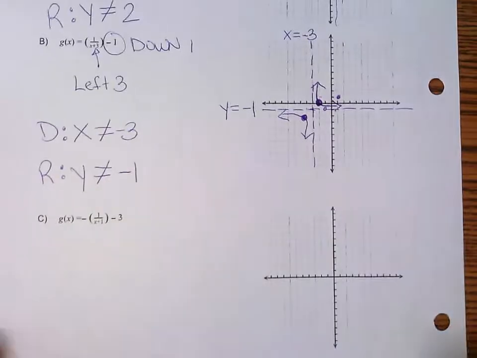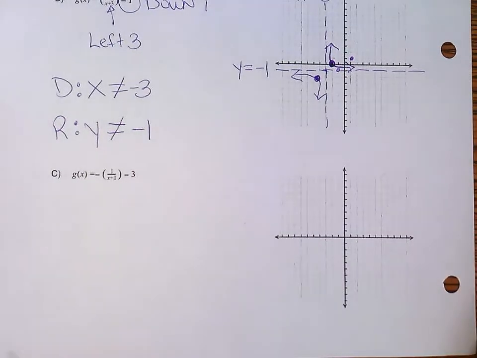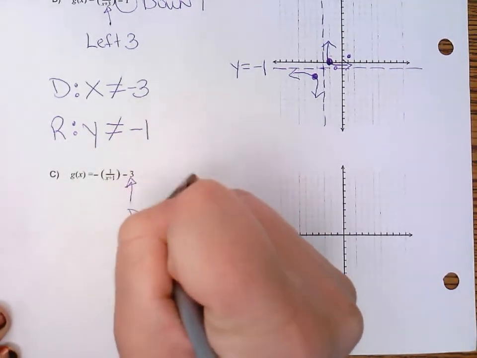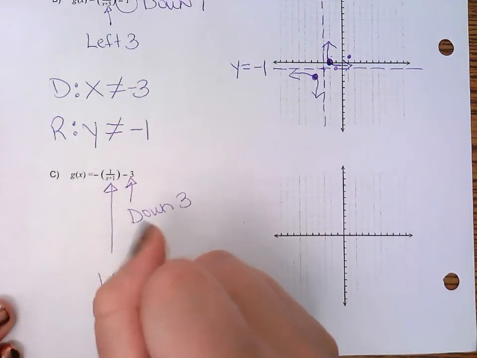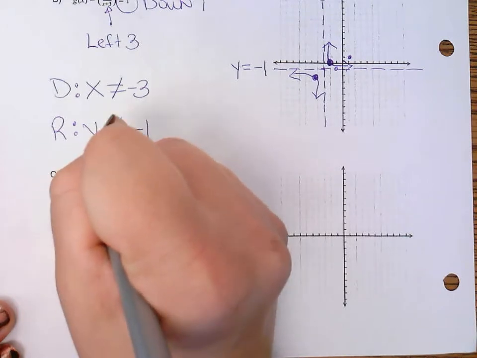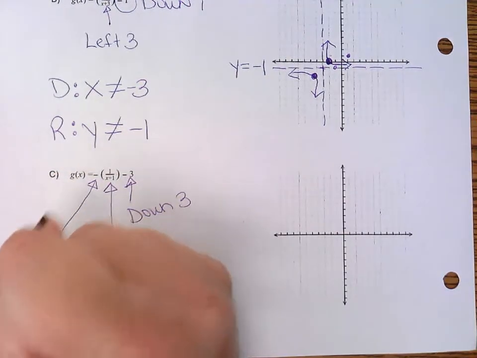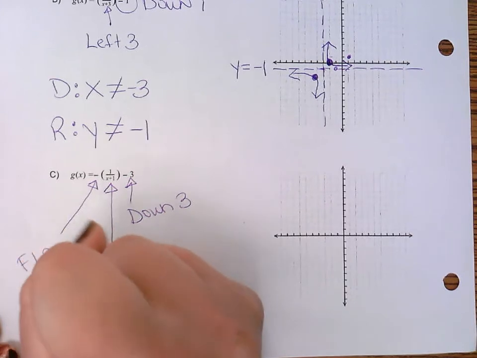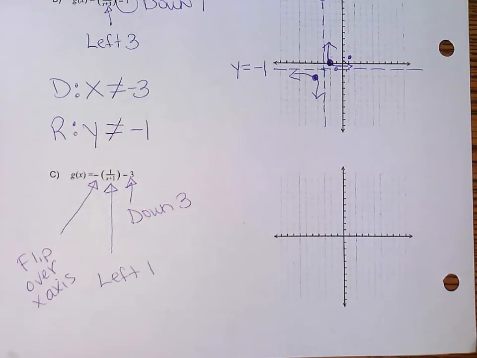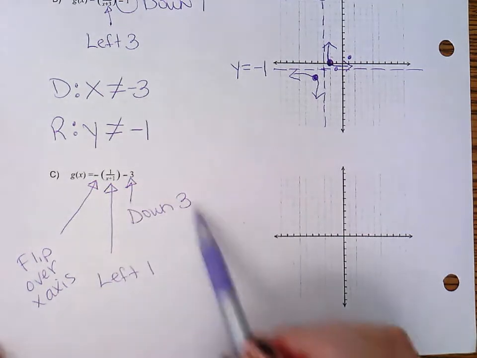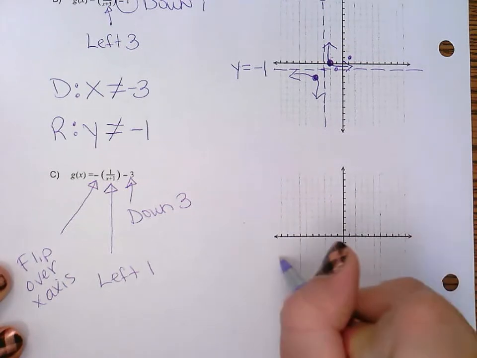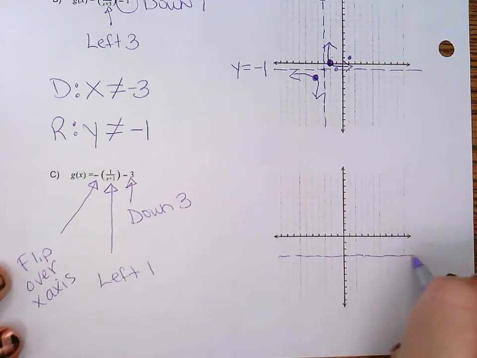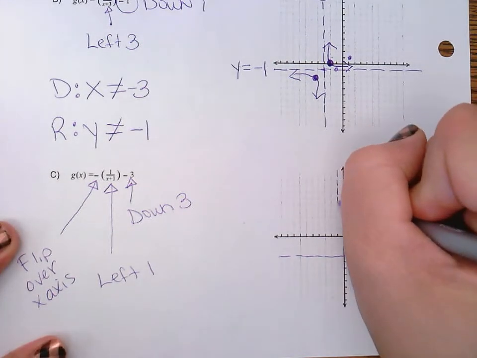So let's do this last one together. All right, so I have a couple transformations this time. This is going to shift me down 3. This is going to shift me left 1. And this is going to flip me over the x-axis. All right, so let's worry about these shifts first for our asymptotes, and then we'll do this one second. So down 3, 1, 2, 3 is here. And left 1 is here.